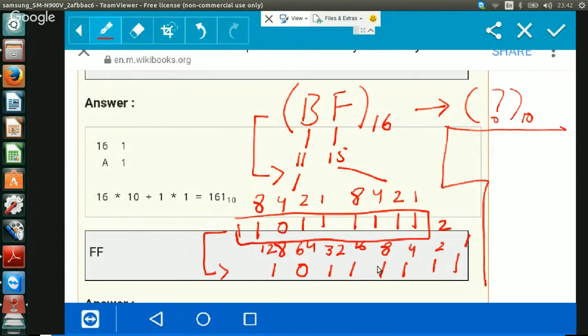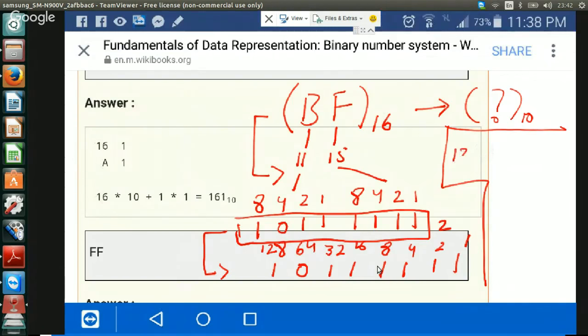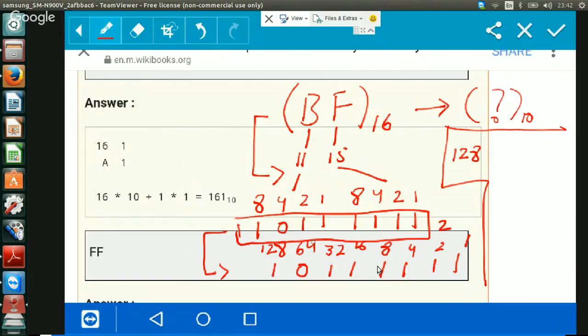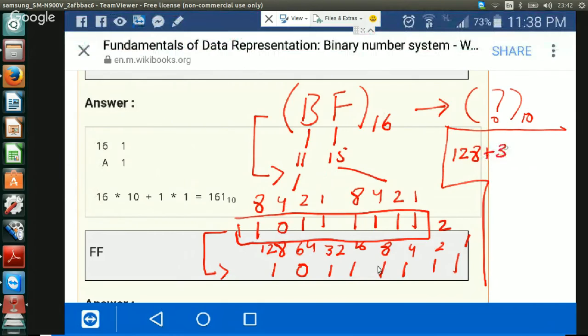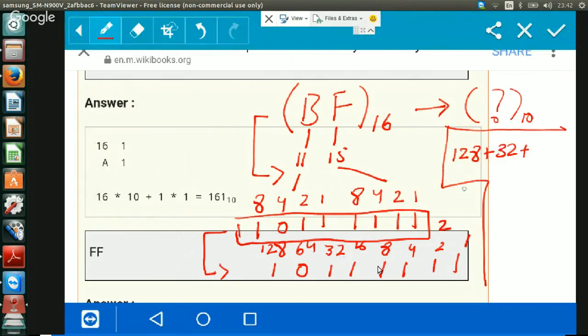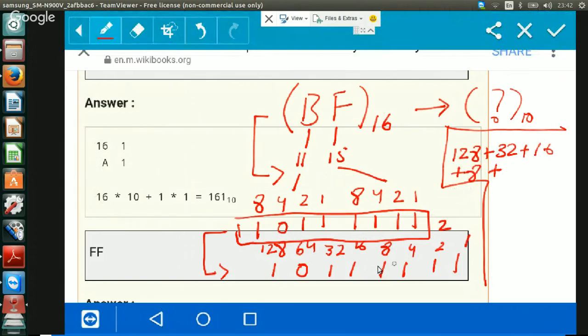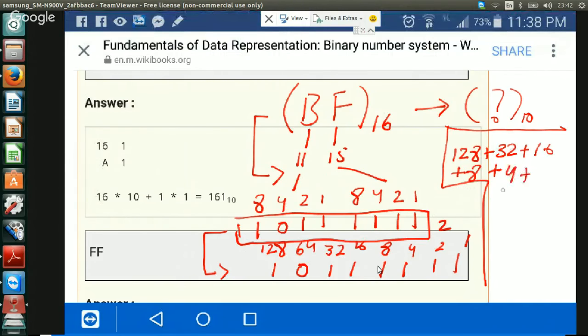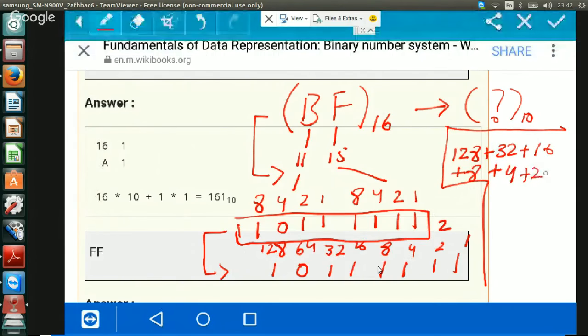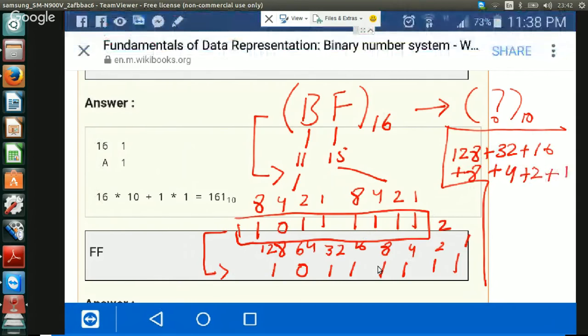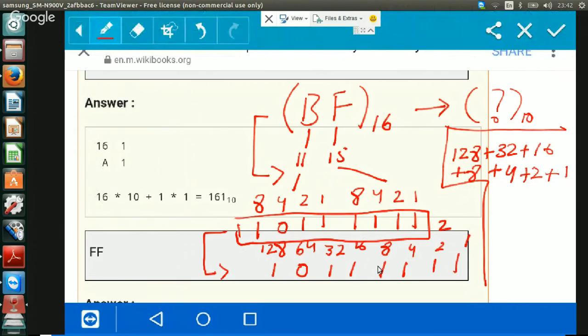Okay. So 128 will add up. This will add up into 32 and 16 and 8 and 4 and 2 and 1. Can somebody pass me the calculator? Nobody is going to do that. So I'll have to add all these values by myself.